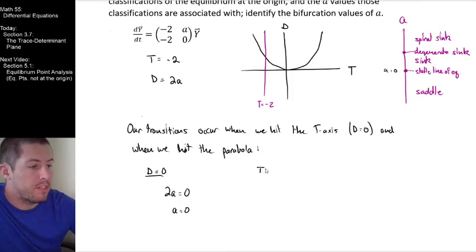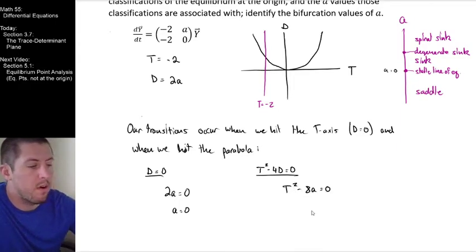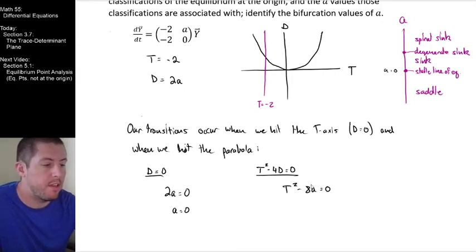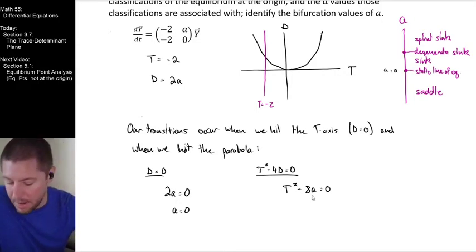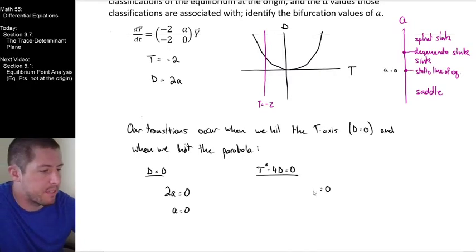The other thing that we were interested in is where is t squared minus 4d equal to 0? That's when we're on the parabola right there. Well, I know that my d value is 2a. So this is going to give me t squared minus 8a is equal to 0. And my question is, what value of a is going to make that happen for us here? Oh, and I know my trace here as well, actually.